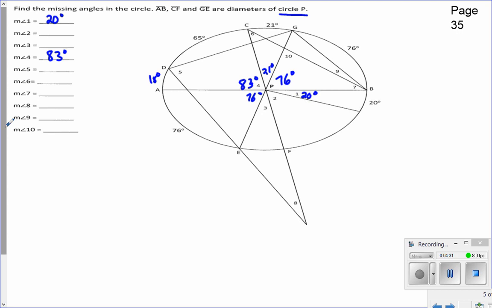I'm looking for vertical angles. Okay, so I'm seeing the 21 here, and the angle 3 would also be 21.